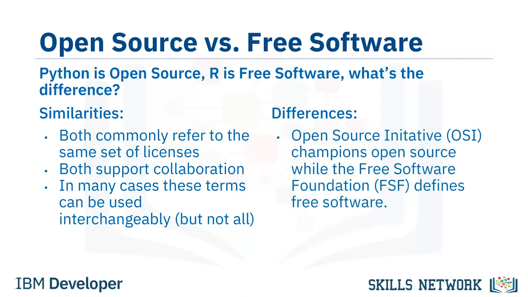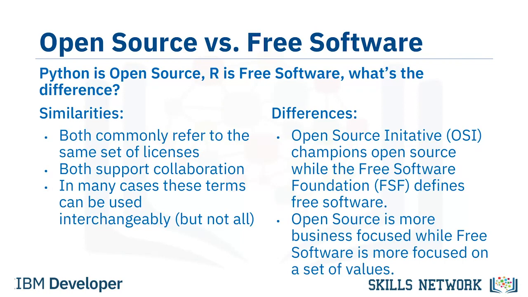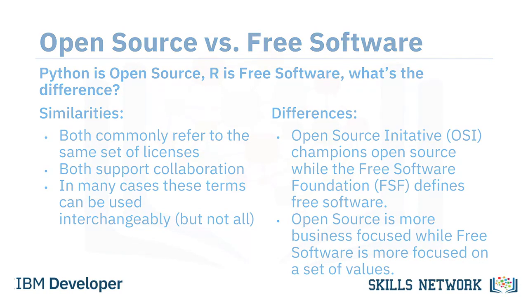The Open Source Initiative, OSI, champions open source, while the Free Software Foundation, FSF, defines free software. Open source is more business-focused, while free software is more focused on a set of values.